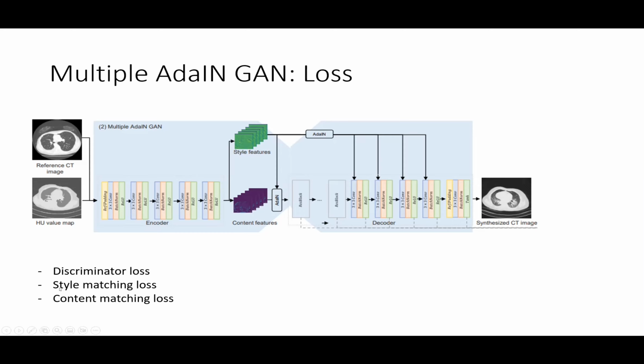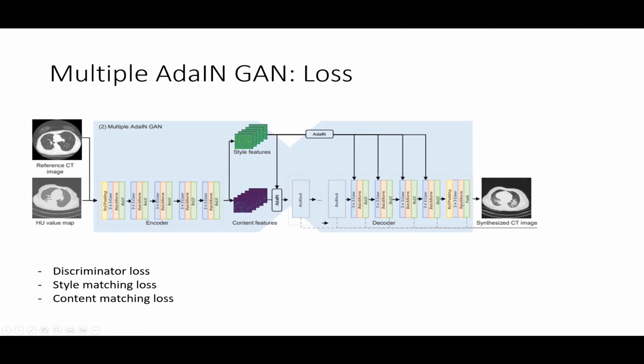Then we're going to pass a style matching loss. So what we can do here is we pass the CT scan back in the encoder. It's going to give us style features, and we compare them to the style features from the reference CT image, because it should have the same style. And lastly, we do the same thing for content.